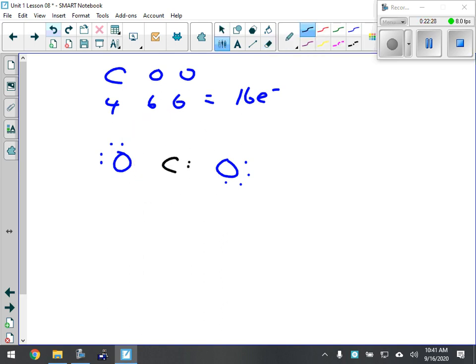Now I have 8 still, okay, because those pairs still belong to that oxygen. But now this carbon also has 8. And of course, this is a double bond here technically, right? 1, 2, yes, sharing of electrons. And that's how I get the double bond, okay? So you could do it that way as well.